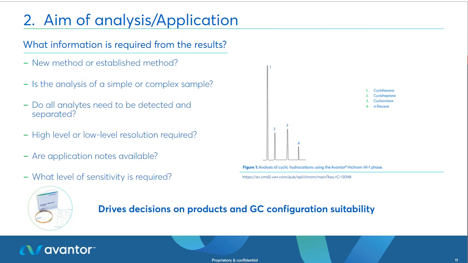You can see we're having a look at cyclic hydrocarbons using the phase, and we can see really great resolution. We can see a distinctive separation at the baseline, and we're having a look at these 4 analytes, and maybe we need to see this high resolution. So not every analysis type is going to be the same. Not every application is going to fall into the same umbrella. So we really need to double check this, because this drives the type of method we're going to be developing, the products that are going to be suitable, and then if your GC configuration is suitable as well.